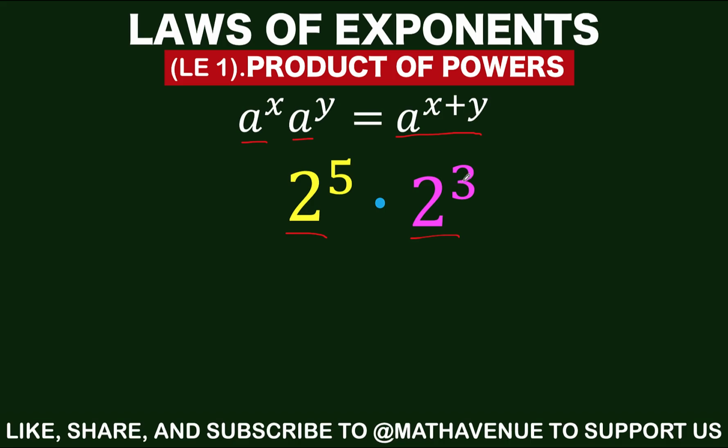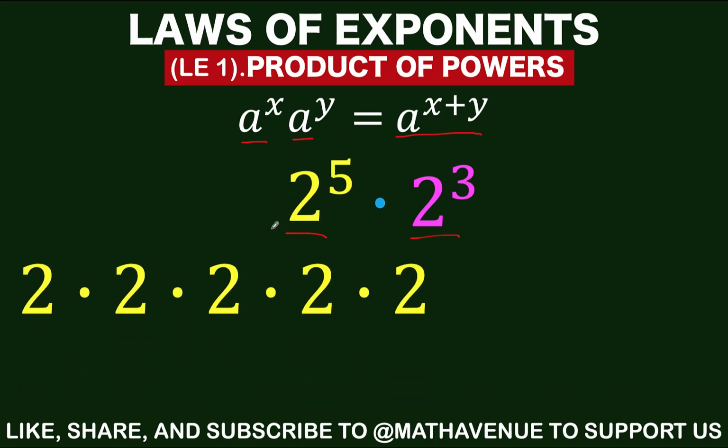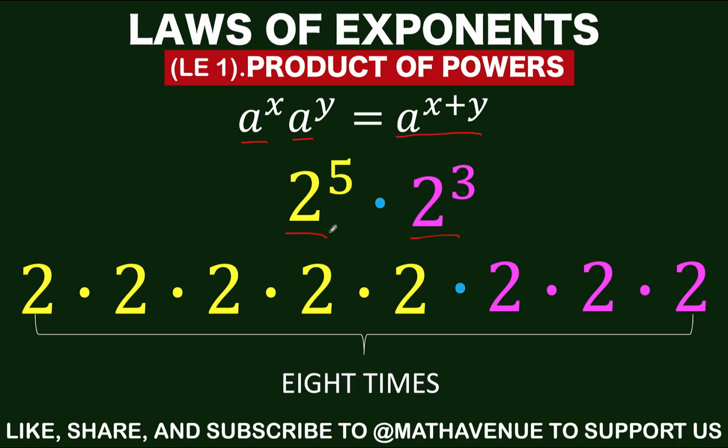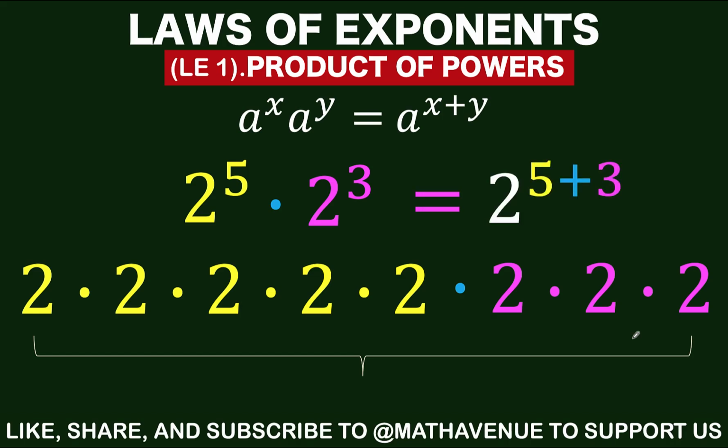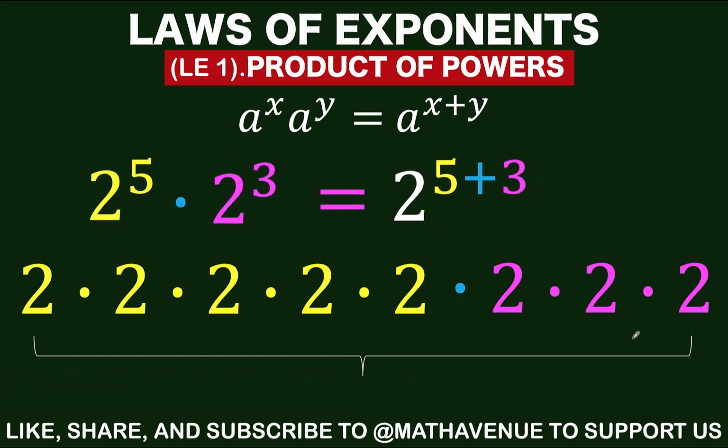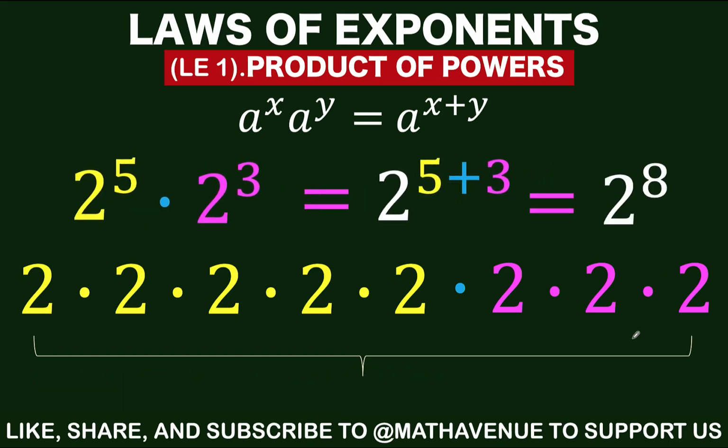But how does that happen? Notice now that this is the expansion of 2 to the 5th, and this is also the expansion of 2 to the 3rd. If you are going to count how many times we multiply 2 by itself, there are 8 times. And so, the shortcut way of multiplying 2, 8 times is to write that in exponent as 2 raised to the 8. And we arrive at the 2 raised to the 8 by adding 5 plus 3.